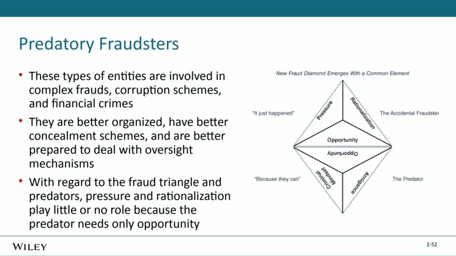So the predatory fraudsters, oh boy, look at the double pyramid design we have here. These types of entities are involved in complex frauds, corruption schemes, and financial crimes. They're better organized, have better concealment schemes, and are better prepared to deal with oversight mechanisms. With regard to the fraud triangle and predators, pressure and rationalization play little or no role because they just need the opportunity.